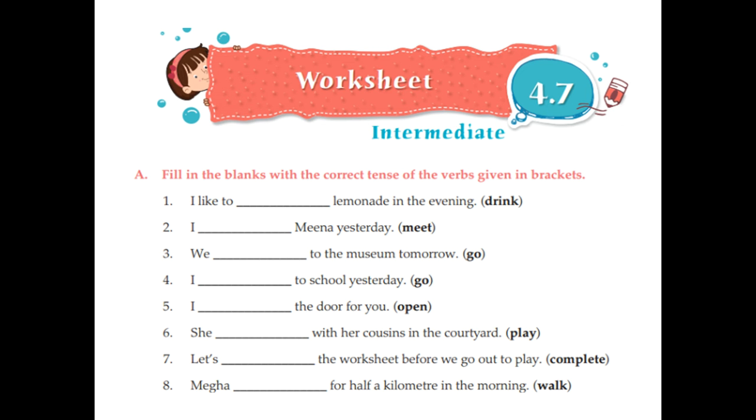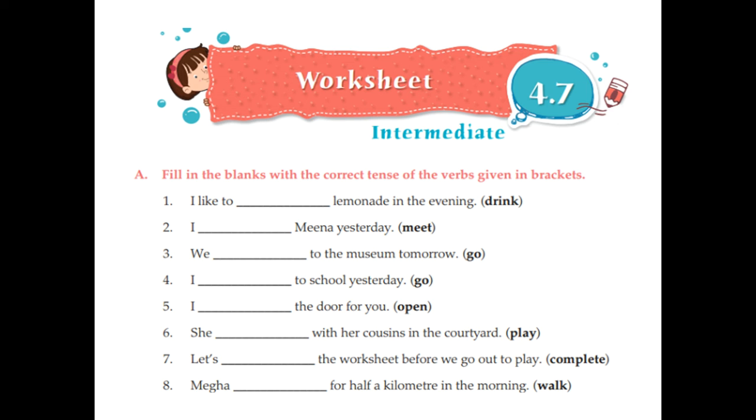Go to worksheet 4.7. Fill in the blanks with the correct tense of the verbs given in the brackets. Look at the first sentence. I like to drink lemonade in the evening, which refers to the present tense. So the verb comes as it is, the same, because it refers to the present tense. You need not add s or es here because the pronoun is I.